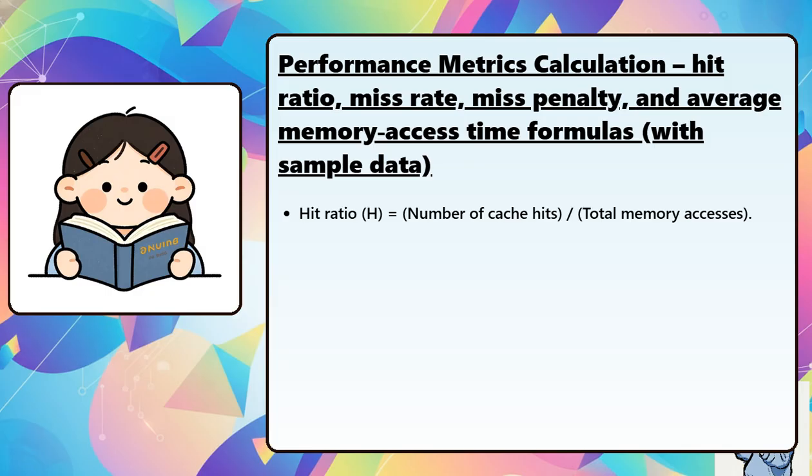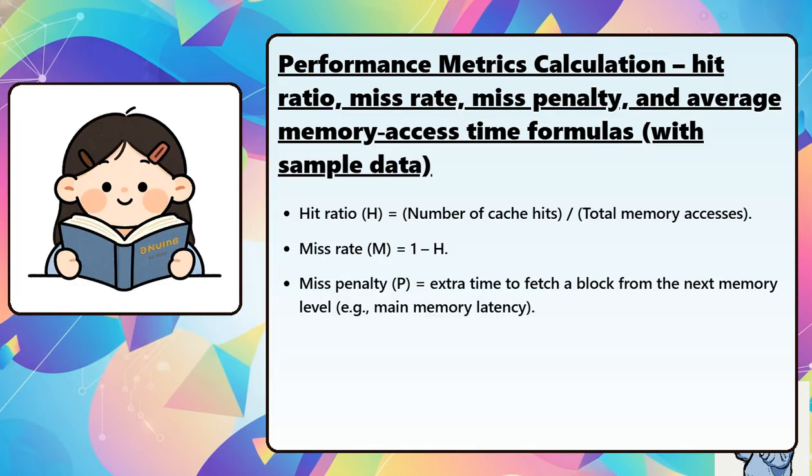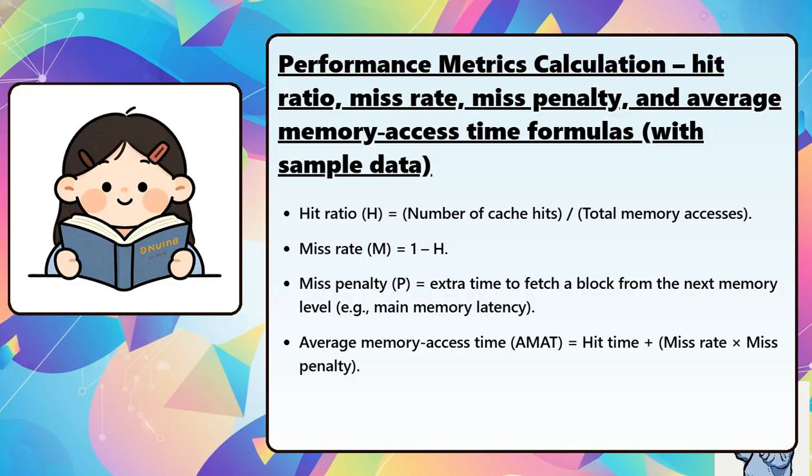Hit ratio H equals number of cache hits divided by total memory accesses. Miss rate M equals 1 minus H. Miss penalty P equals extra time to fetch a block from the next memory level, for example, main memory latency. Average memory access time, AMAT, equals hit time plus miss rate times miss penalty.